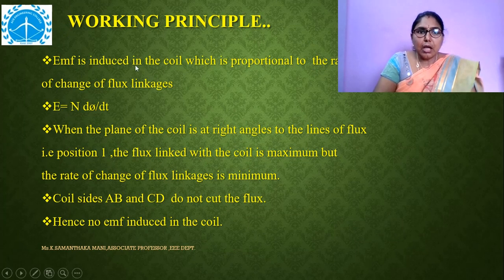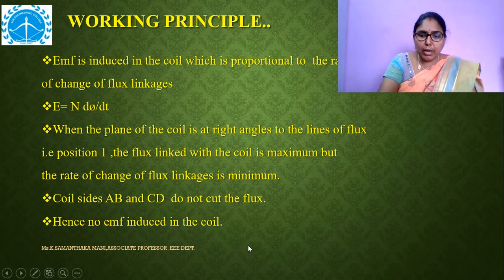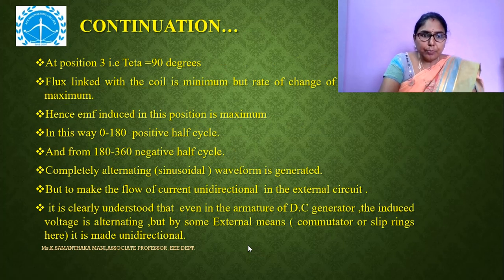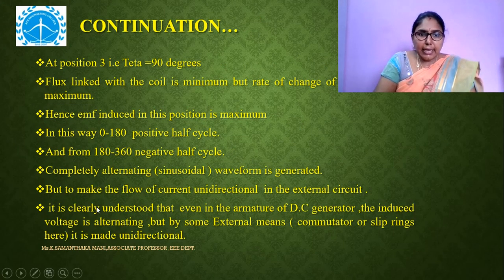This is what I mentioned earlier: EMF induced in the coil is given by E equal to N dφ by dt. We are considering N as 1 because we are considering only one turn here. At different locations, as the coil sides AB and CD change, the EMF induced in the coil I explained very clearly. Now it is clear that even in the armature of a DC generator, the induced voltage is alternating, but by some external means it is made unidirectional, by slip rings or a commutator.